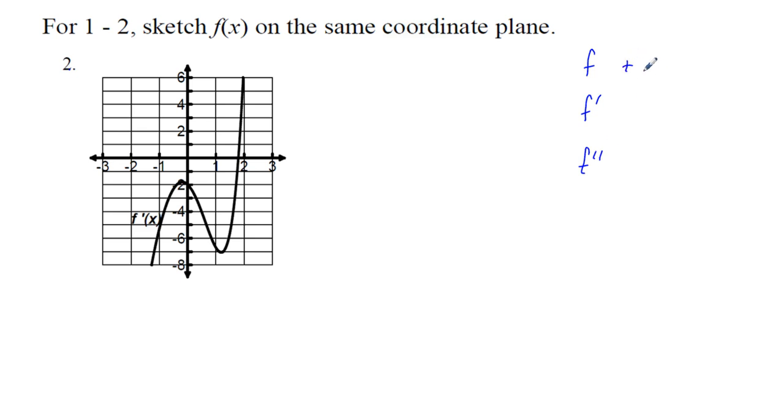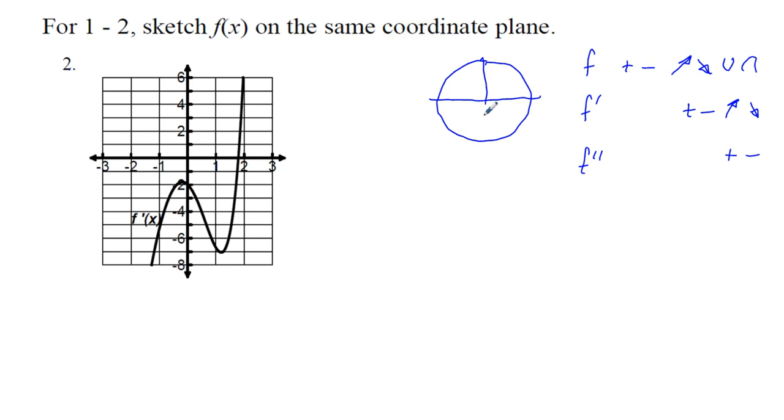Okay, plus, minus, increasing, decreasing, concave up, concave down, plus, minus, increasing, decreasing, and then plus, minus. And then our circle for our pieces here. Okay, minus, minus, plus, plus, minus, plus, and plus, minus.